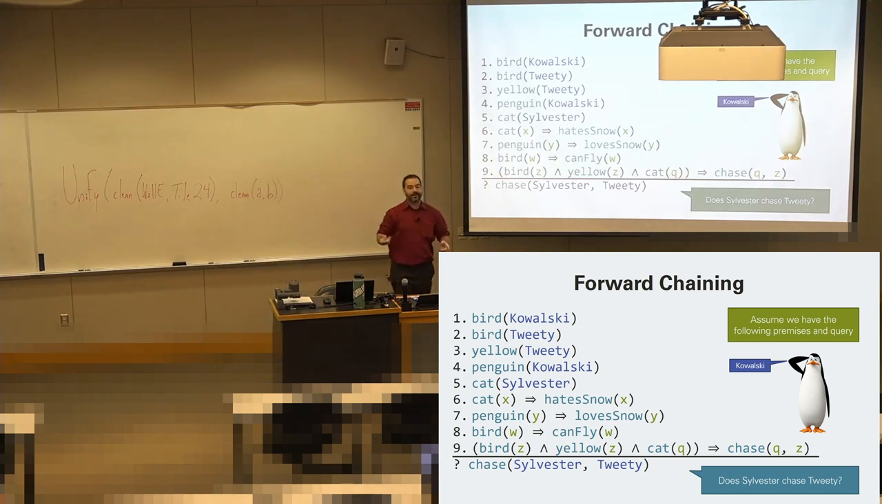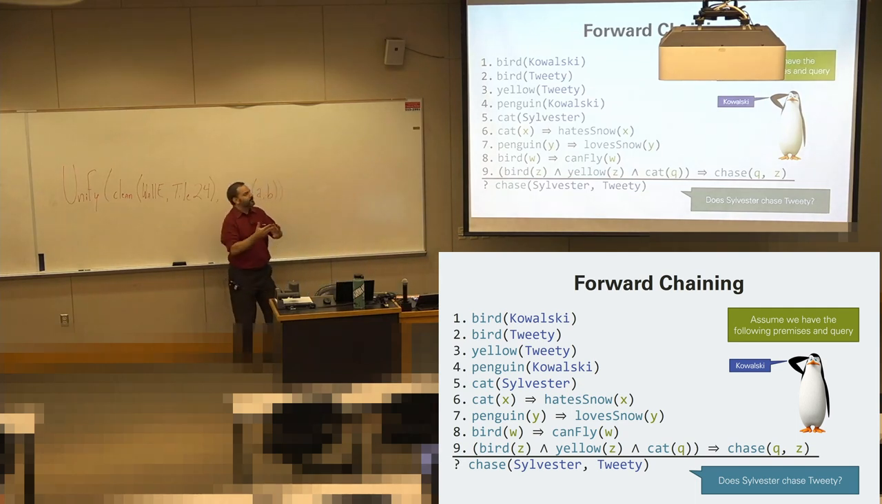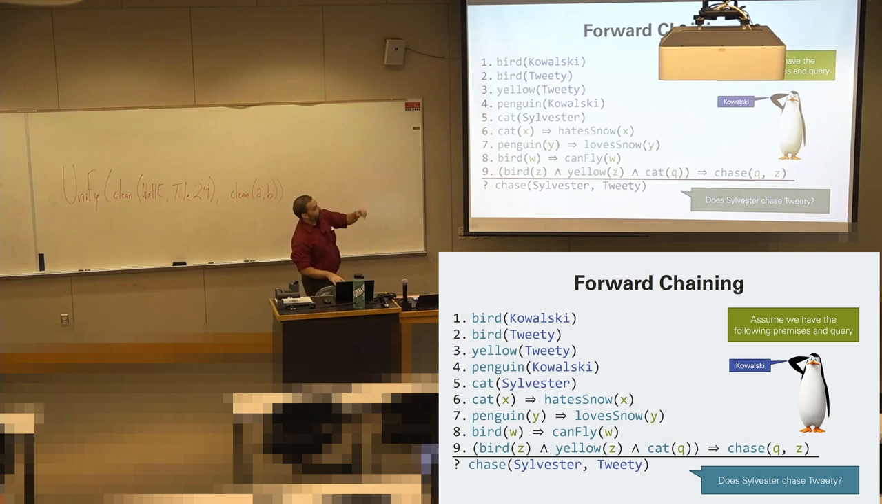Anyways, okay, well, Kowalski's a bird. Tweety's a bird. Tweety is yellow. Kowalski's a penguin. Sylvester's a cat. Well, if something is a cat, that would imply that it hates the snow. If something is a penguin, that would imply it loves the snow. Anything that could be a bird implies it can fly.